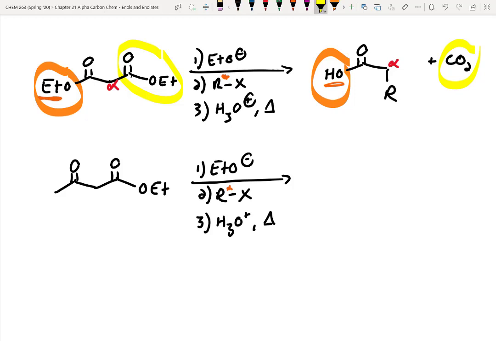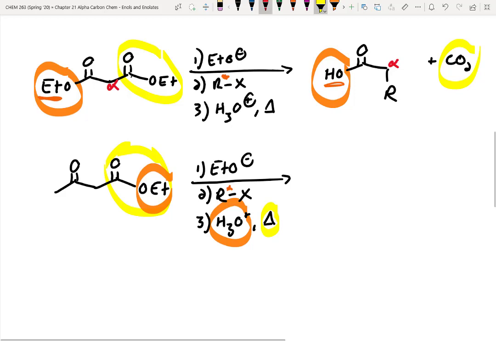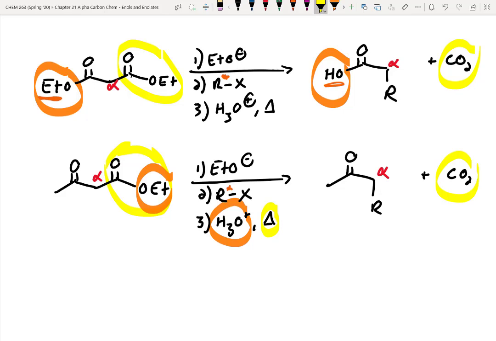And just like above, the acid is going to rip off this ester and hydrolyze it to a carboxylic acid. And then the heat is going to take this whole group and we're going to lose it as CO2. So this alpha position is going to remain intact, and our R group is going to be installed off of that alpha site, but we're going to blow off CO2 in the process. So it is important to remember the mechanism for these.